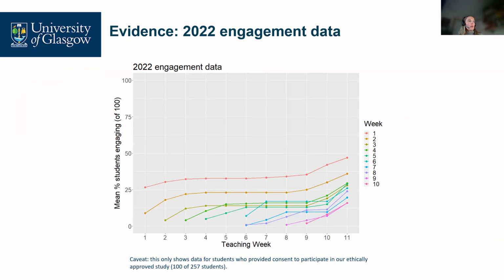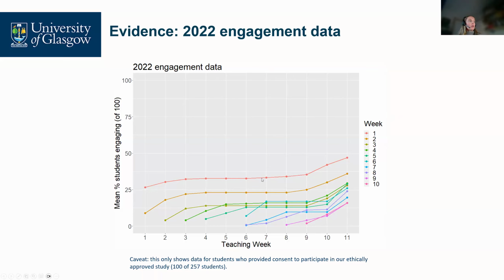I'll quickly explain what the plot shows, and then we can have a chat about what that meant, the dire situation we found ourselves in. So you can see each line corresponds to a week's worth of material. The red line at the top is the pre-lecture material for week 1. It was released in week 1. By the end of week 1, just over 25% of students had completed that pre-lecture material.